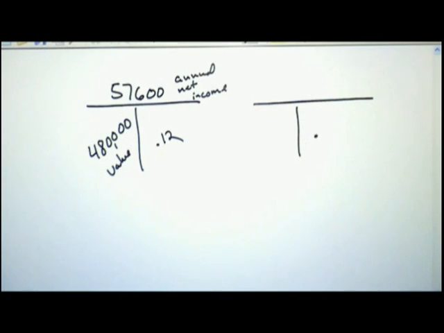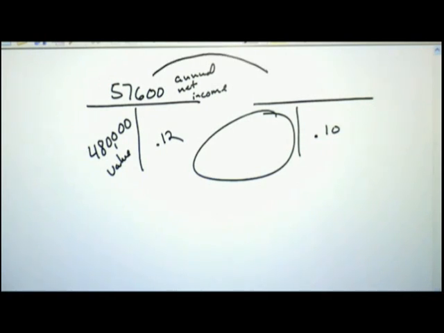Now I'm going to reduce my cap rate, and I want to see what effect that will have on the value. But in order to make my T work, I need to carry over my annual net income. So now I have $57,600 at a 10% cap rate. A number on the top of the T and a number on the bottom of the T. I divide the top by the bottom, and I get a new value of $576,000.